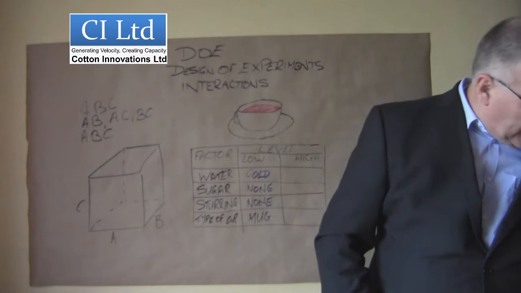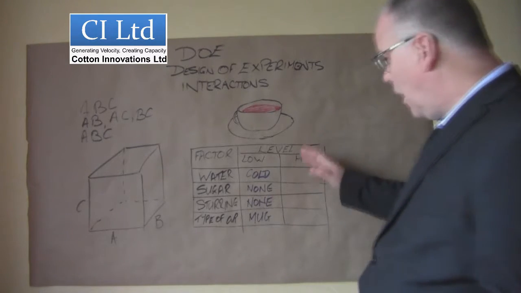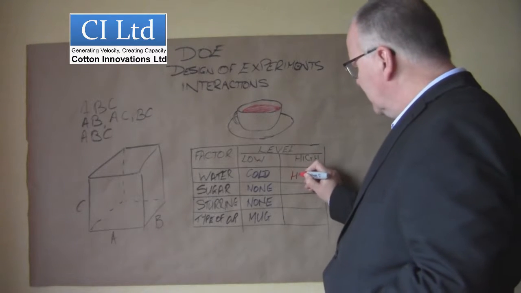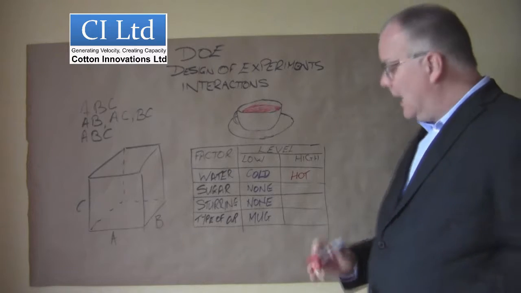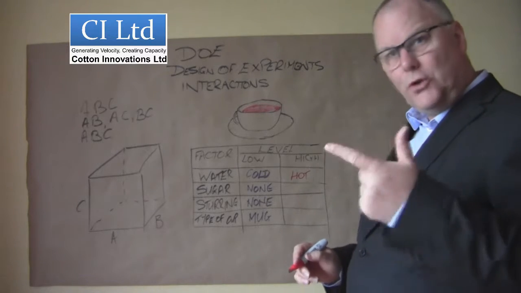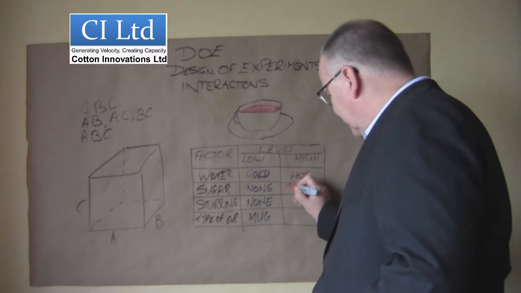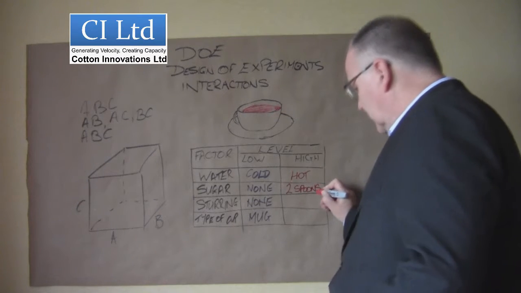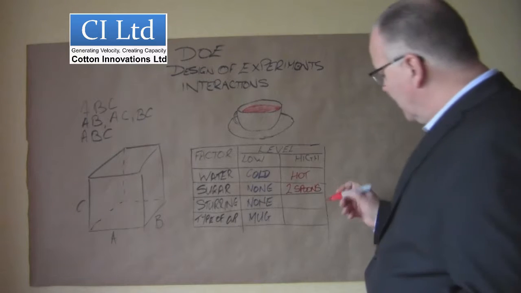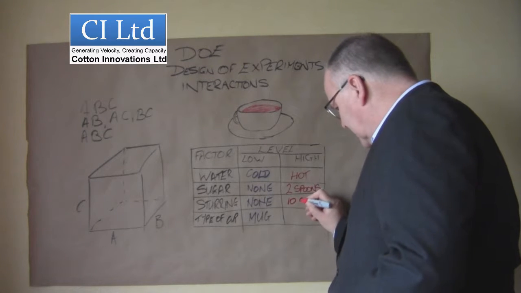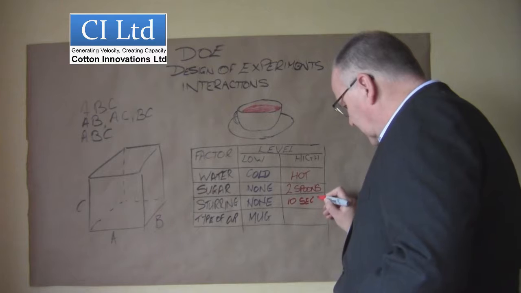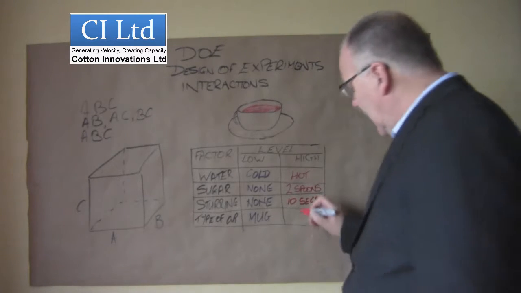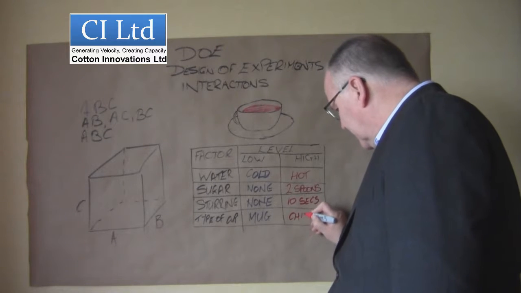So what we're then going to do is include the high levels. So now water will be hot. And sugar, we're going to put 2 teaspoons in. Stirring, we are going to stir for 10 seconds. And then we're going to look at the cup, and we're going to use a china cup.